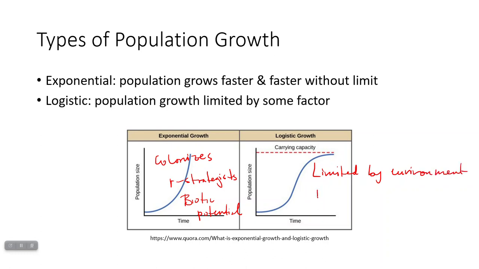This is more realistic. This is what you see in nature because we don't have unlimited resources for any species out there. Eventually, you're going to hit a limit. And it's limited by the environment, but it's also limited by the carrying capacity, which is a measure of how much the environment can support.